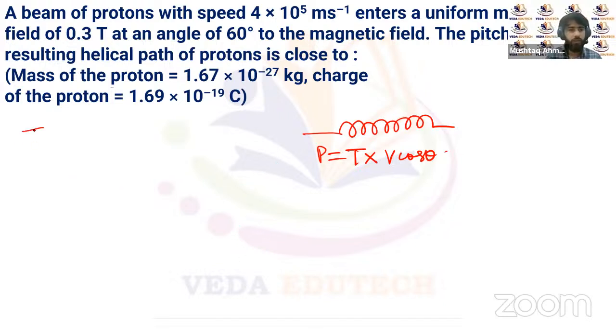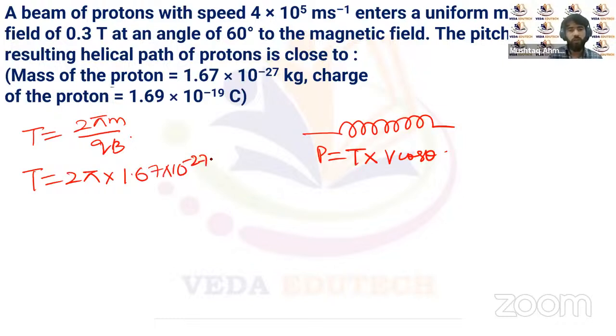So talking about the time period, that is 2 pi m upon qb, right? That's the time period. Now the time period will be 2 pi m. The value of m is given as 1.67 into 10 to the power minus 27, upon that's charge. The charge of proton is given as 1.6 into 10 to the power minus 19, into the magnetic field, that's 0.3 Tesla, right?